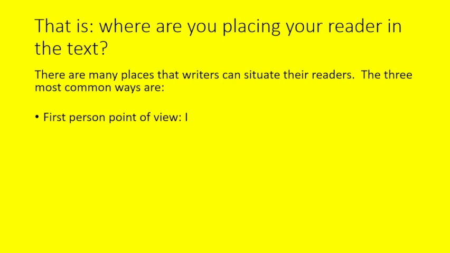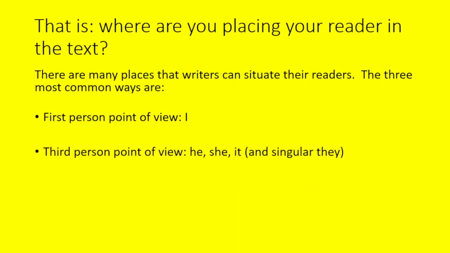The first one is the first person point of view, which is I. In this, you are situating your reader in your character, in the I character. So as the I character talks and moves and speaks, the reader is inside your character. Then we have the third person point of view, which is he, she or it. She loves gummy bears, for example. And of course they, if one of your characters' pronouns is they, the singular they, not the plural they.